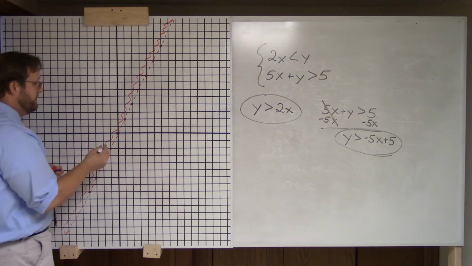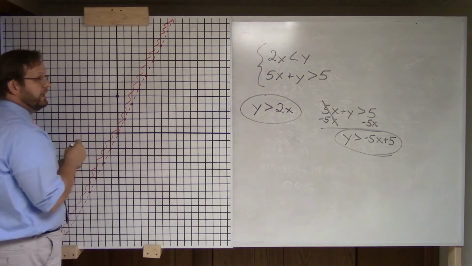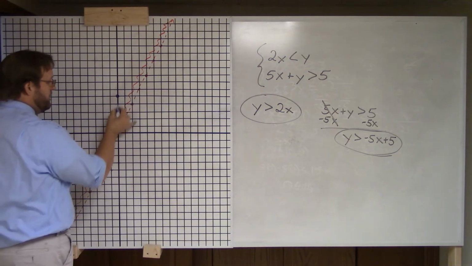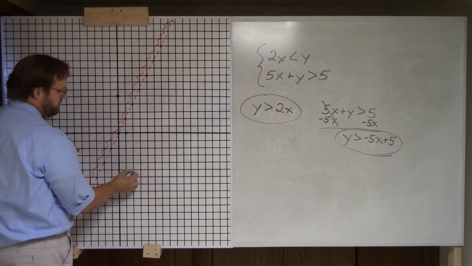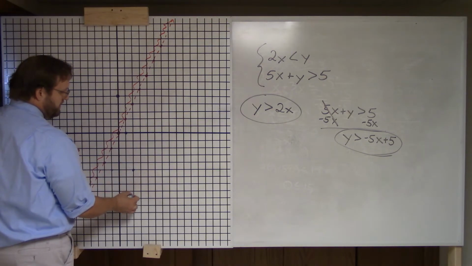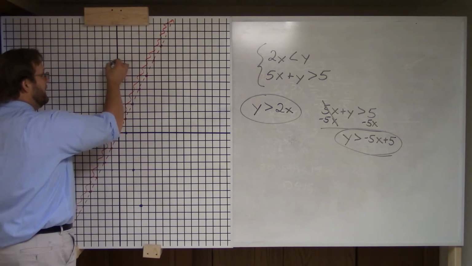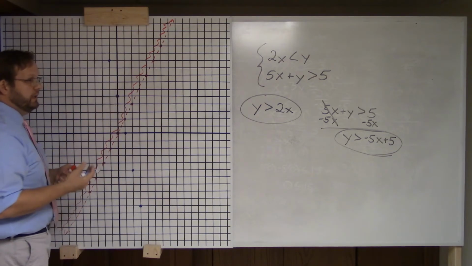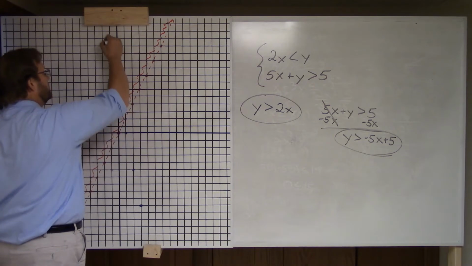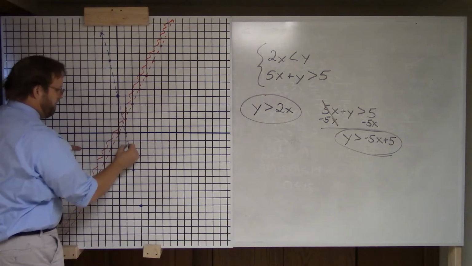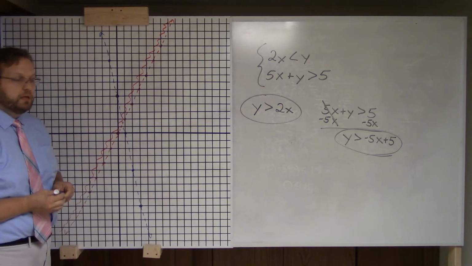I start with a 5. And then I have a slope of negative 5. So I go down 5, right 1. Down 5, right 1. It's a very steep slope. Could also go up 5, left 1. And again there, I'm going to have a dotted line because it's not the or equal to. And there we go. Now that's a greater than.